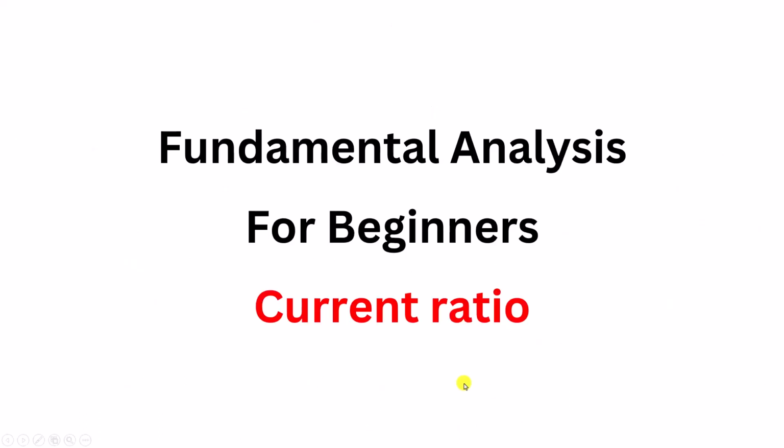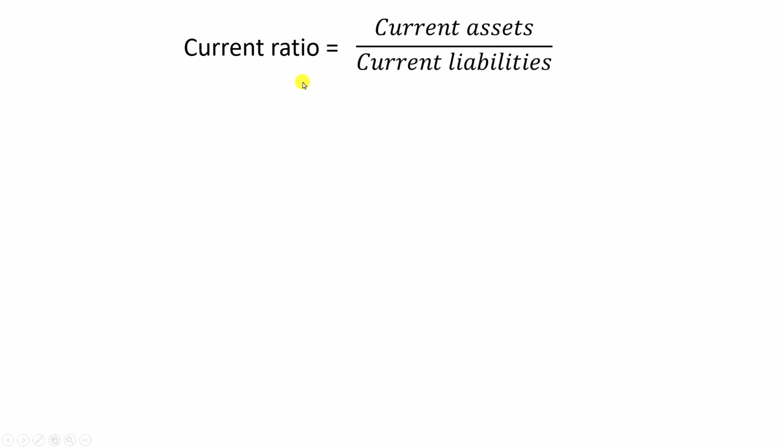Hello and welcome. In this video, we will learn about current ratio. Now, the formula to calculate current ratio is this. It is current assets divided by current liabilities.